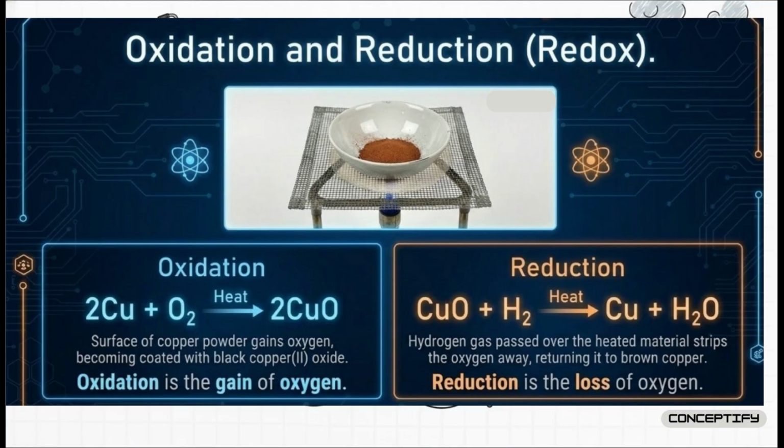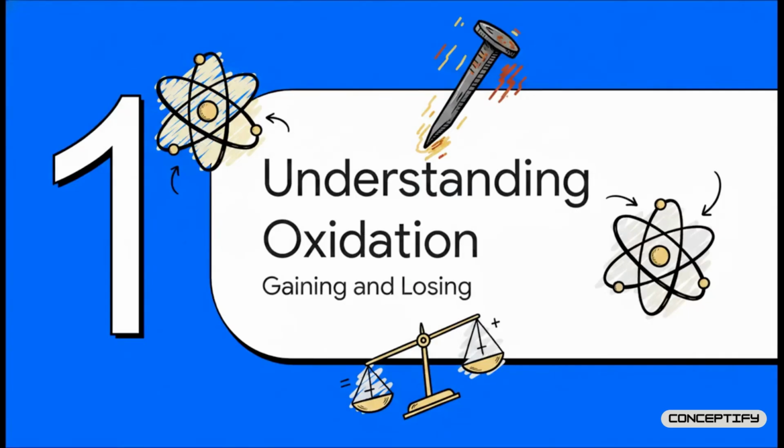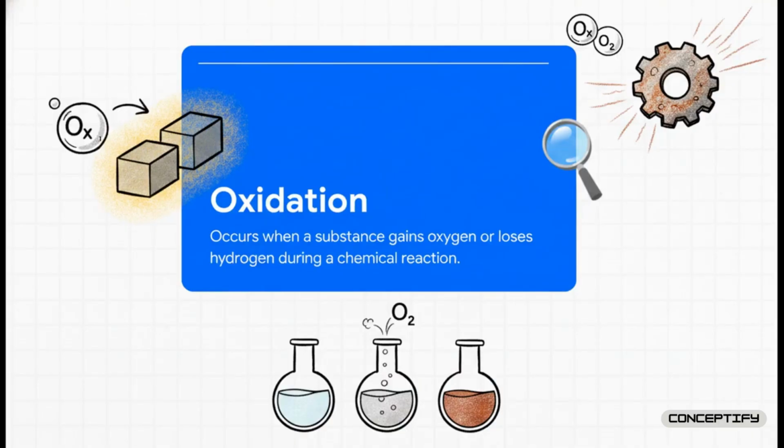And the main currency in this elemental marketplace? It's oxygen. Okay, let's dive right into this and look at the first side of this transaction. Section 1, Understanding Oxidation, Gaining and Losing. Here's your foundational rule. Oxidation occurs when a substance gains oxygen or loses hydrogen during a chemical reaction.